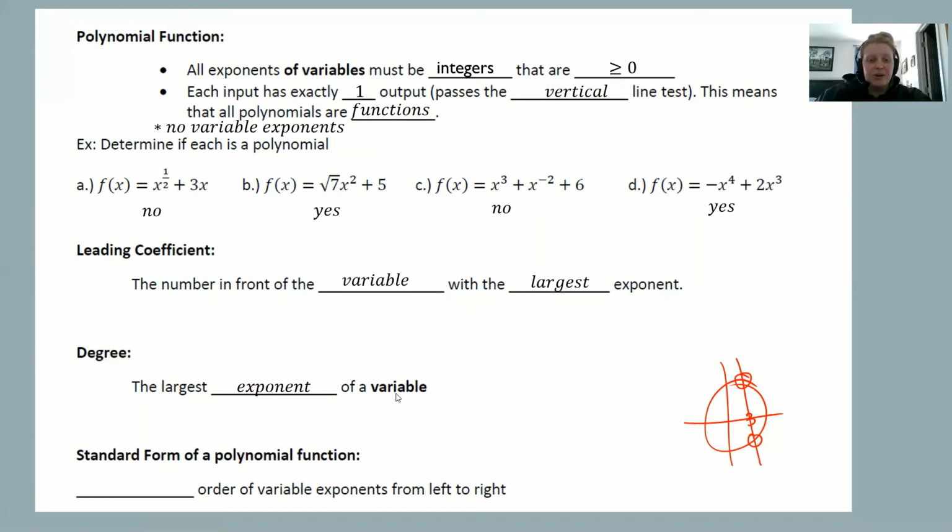And then standard form is just when you put your exponents from highest to lowest, from left to right. So if we have x to the 5th, x to the 4th, and x to the 3rd, that's the order we want to present it. So we always want our exponents to be in descending order.